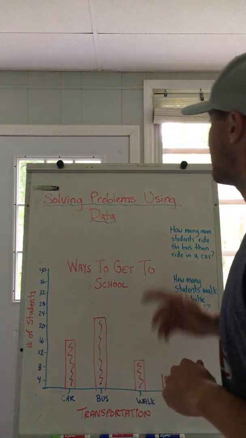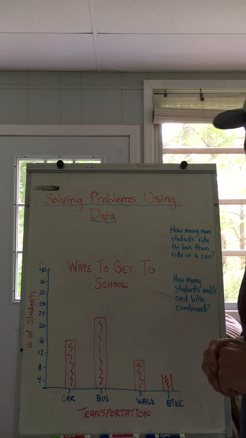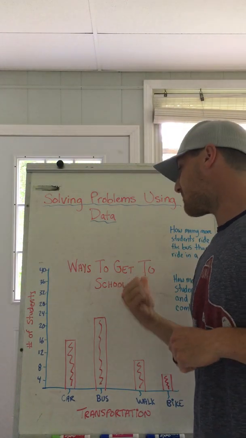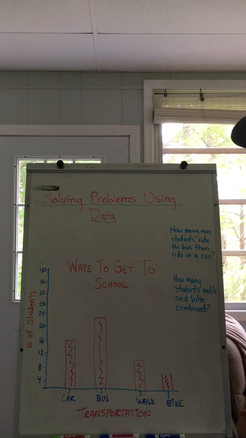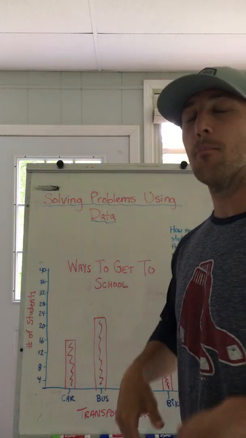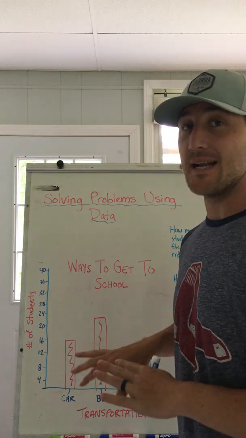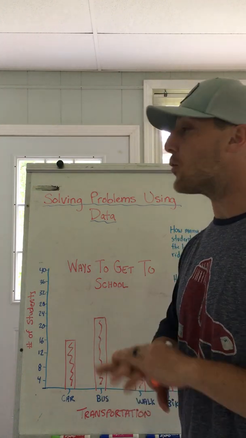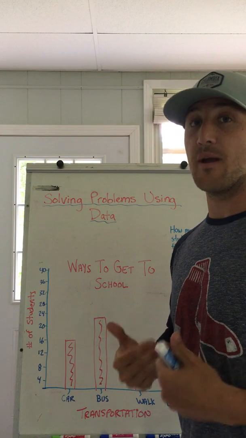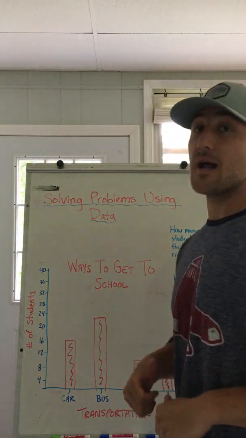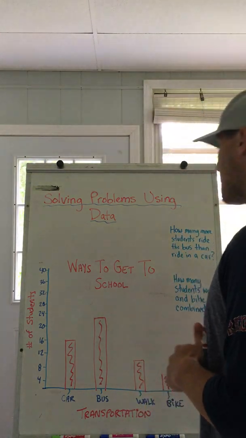Today we're going to be taking a look at solving problems using data. So behind me there is a bar graph, and along the side here we have a few questions that we're going to answer, but we're going to get to those later. Whenever we have a bar graph or any data, the first thing we want to do, before we even look at the questions, is make sure that we understand the data and we know what's going on in the graph. So let's look at what's going on behind me.